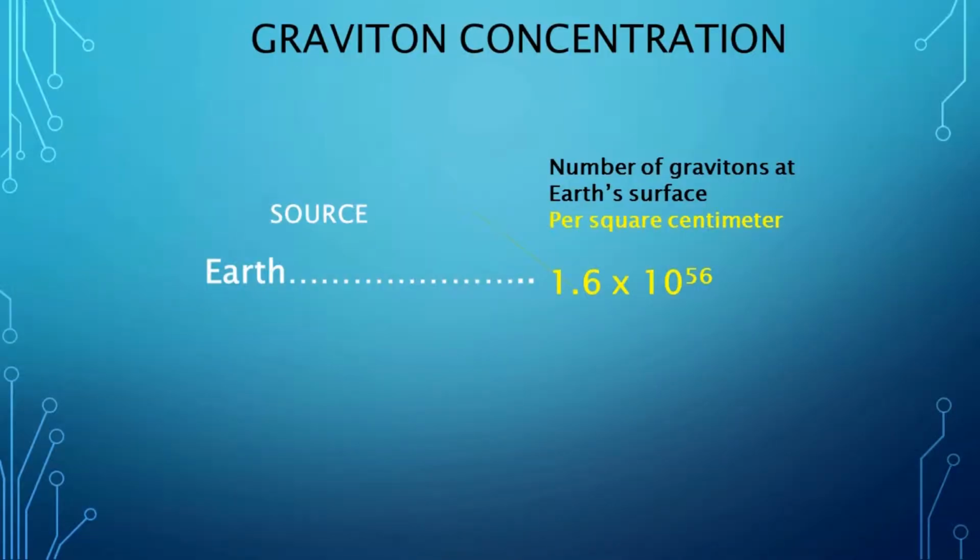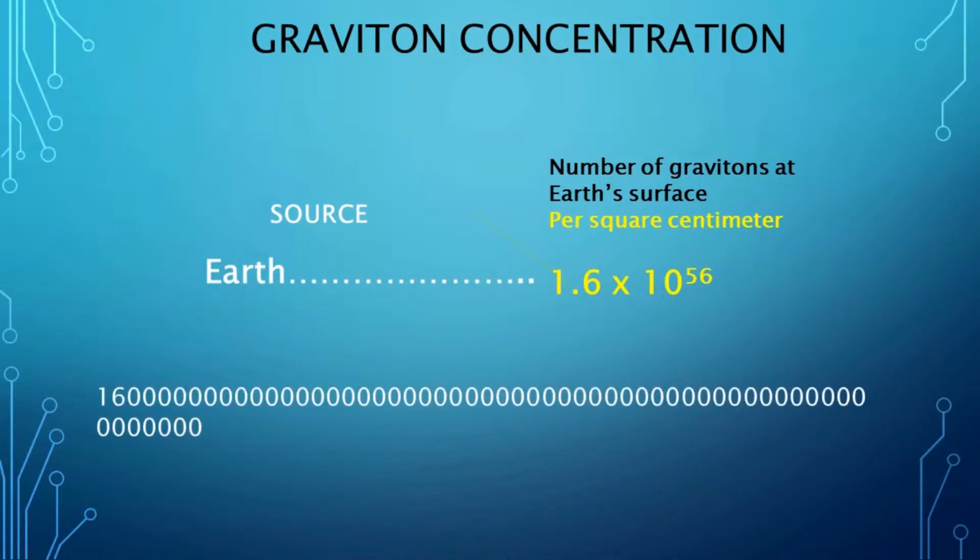Earth is a very large body close at hand, and for this reason it contributes the most gravitons at Earth's surface. The number is immense: 1.6 times 10 raised to the 56th power. That's 16 followed by 55 zeros that pass through just 1 square centimeter. This is the number necessary to explain the gravitational force of attraction between Earth and Sun. It is also the number necessary to explain the graviton matrix and virtual elastic string theory, including relativity.